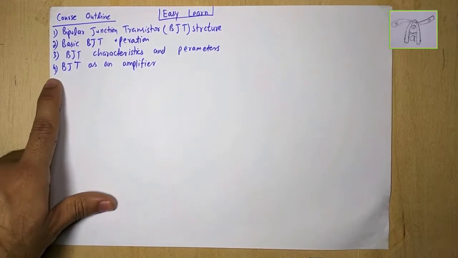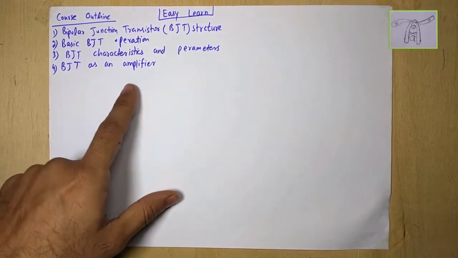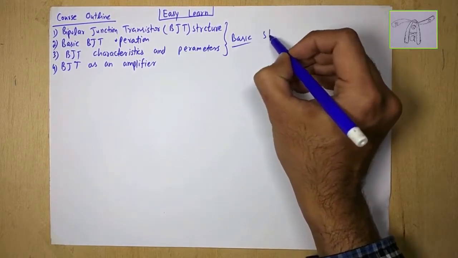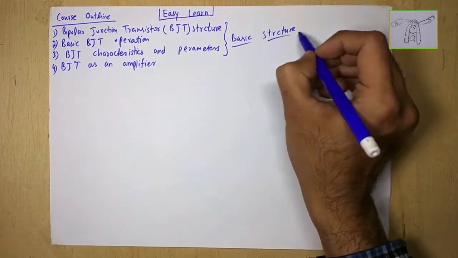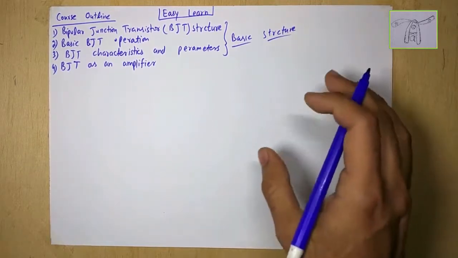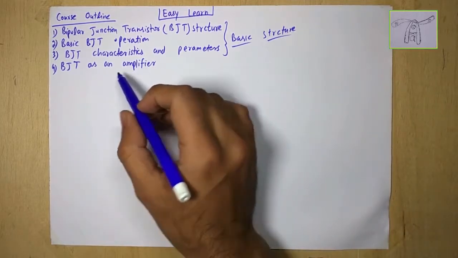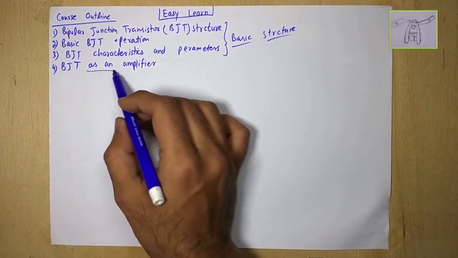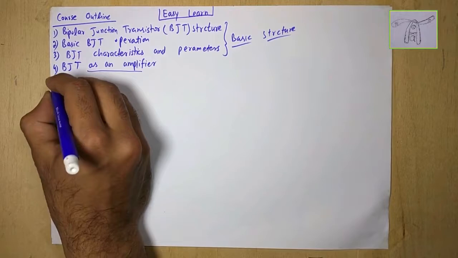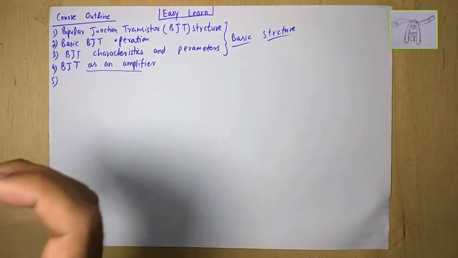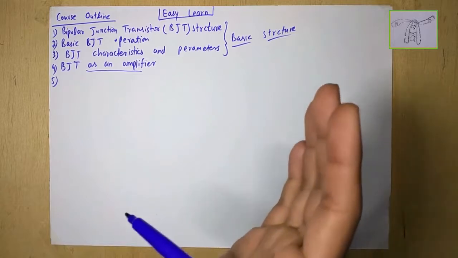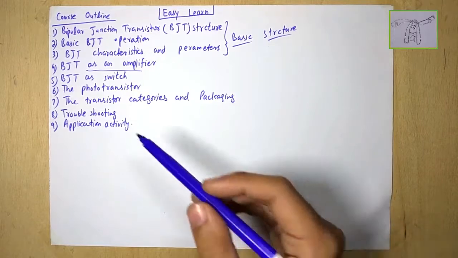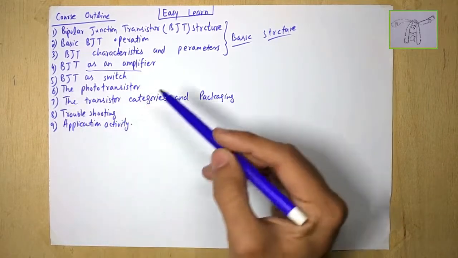The fourth topic that we will discuss later on is the BJT as an amplifier. These first three are the basic structure, working principle, construction, and all of the calculations and parameters. From the fourth topic, BJT as an amplifier, we start the applications. So this course basically covers the bipolar junction transistor structure and their applications, from 5 onward.